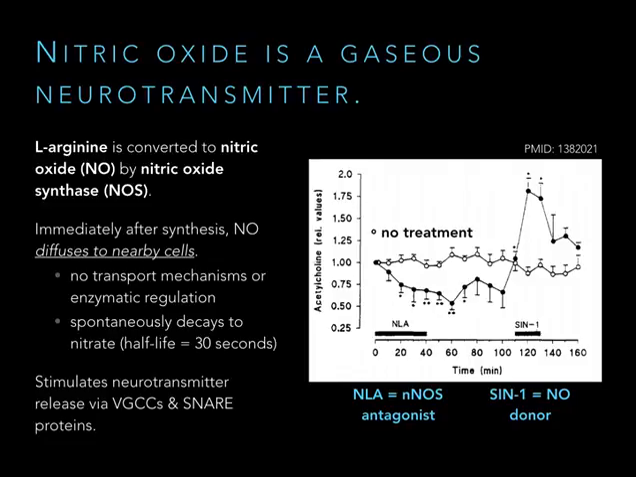So again, this is an on-demand signal. We can't store it. So whenever neurons want to release nitric oxide, they have to make it, and then it's going to diffuse in all directions and stimulate the release of neurotransmitter.